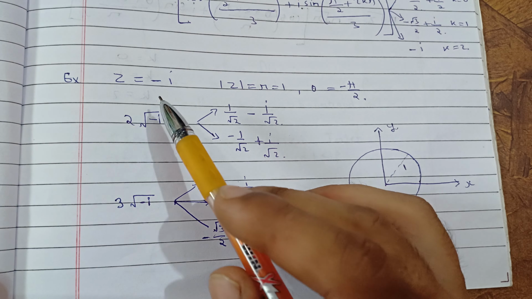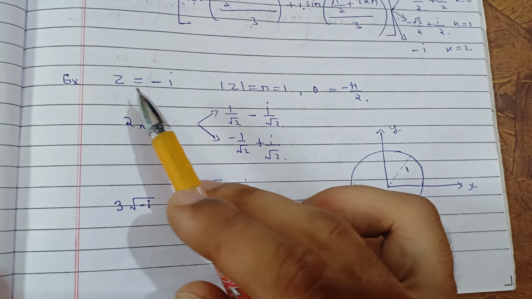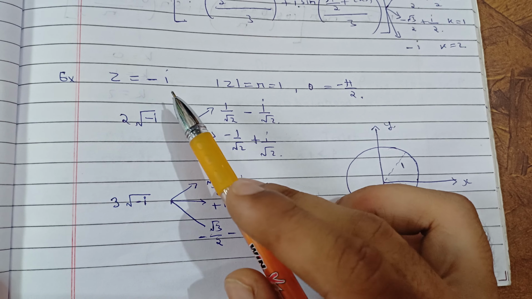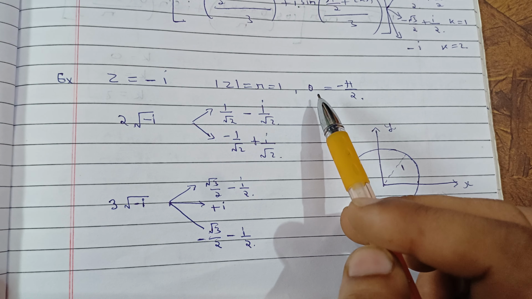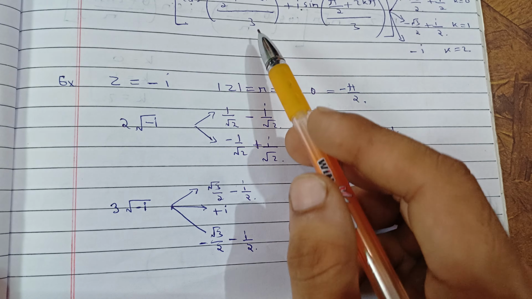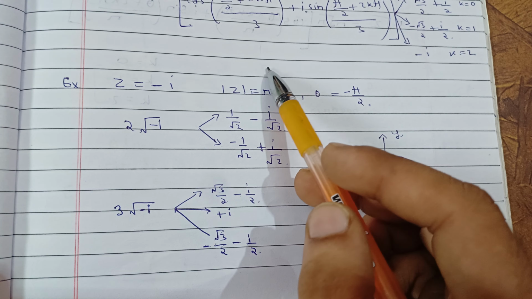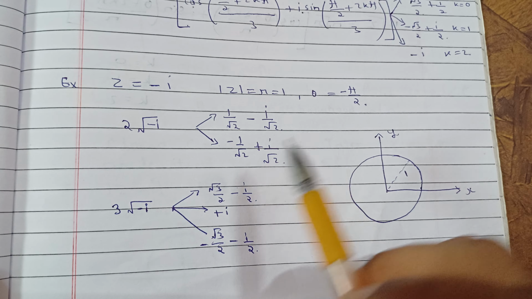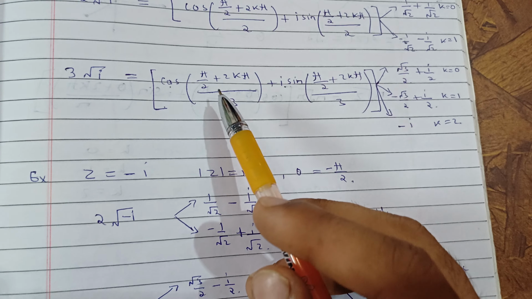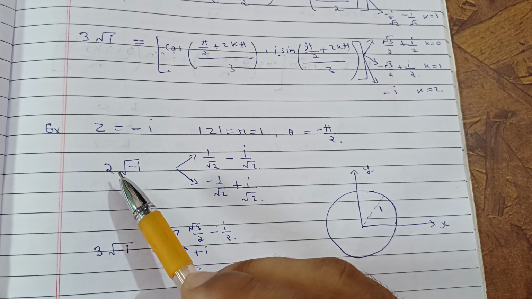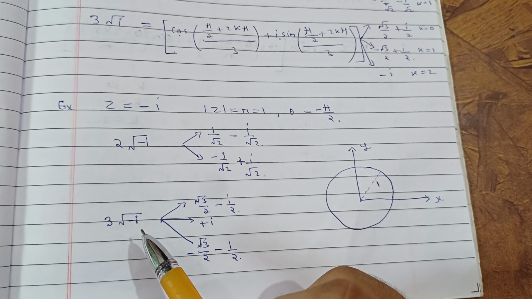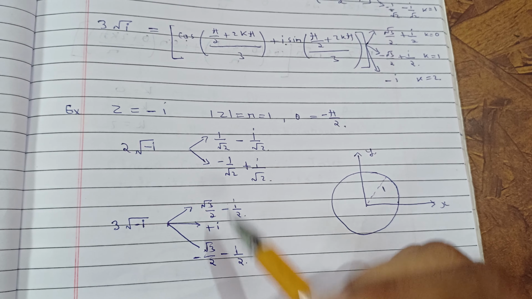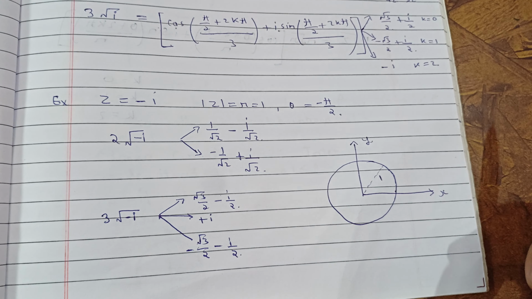So let's see this. For z equal to -1 minus iota, mod z will be 1 again, and theta will be, now minus iota lies on the y-axis on the lower side, so it will give you the angle minus pi by 2. So again using this formula, you can find for square root you will get these 2 values, for cube root you will get these 3 values, and they will all lie on the circle of unit radius.